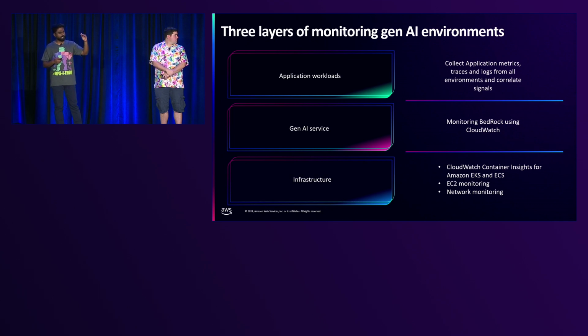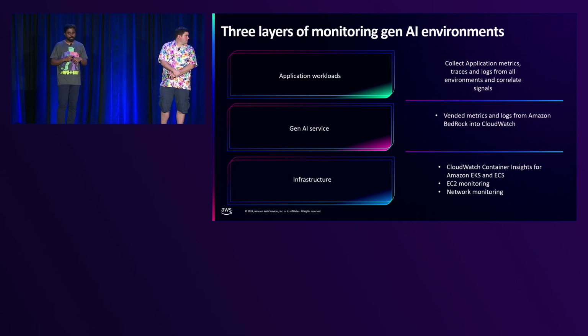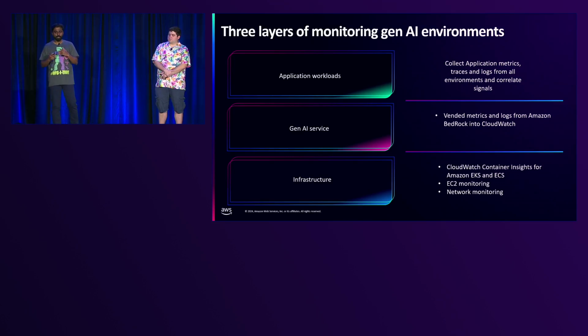Then at the next level is the Gen AI service you're talking about, Bedrock. Bedrock vends a lot of metrics and logs into CloudWatch automatically. We strongly suggest making use of that. Then you have application workloads, like Bobby just suggested, we talked about Application Signals. Just turning on Application Signals is enough for you to collect metrics, logs, and traces from your environment. Now, it's all about putting all this data together and making sense out of that.